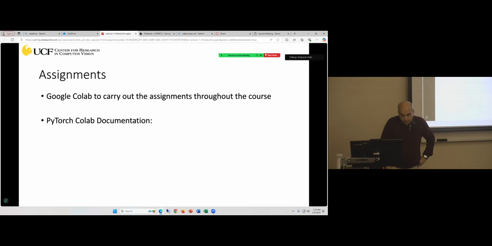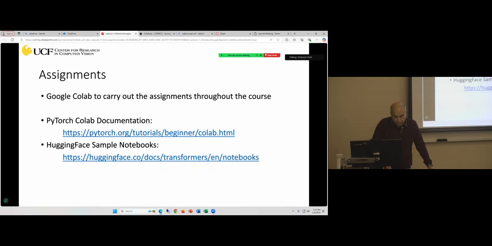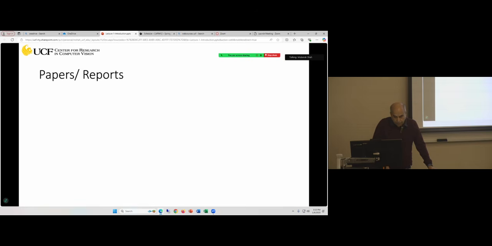PyTorch will be used. This is the link for that. And also Hugging Face has lots of this information. For the notebook, there's a link for that. Okay, so for the report, we'll discuss 1 paper in each class after my lectures. First half, we will just have lectures. Second half, we'll discuss papers.